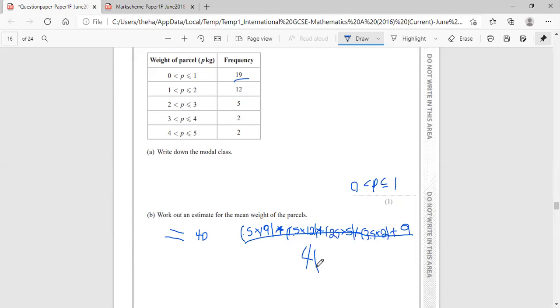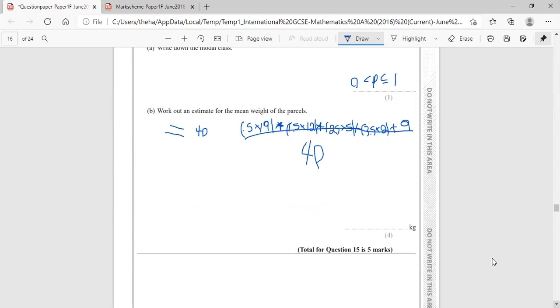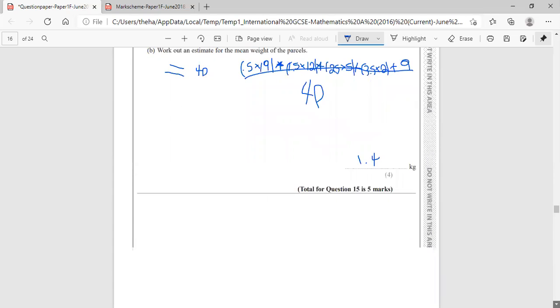And then our answer for this is 4 marks, so it's pretty essential if you want to get a good grade here. So if you put this all in your calculator, you'll get an answer of 1.4 kilograms. Okay, so let's move on. It's another 5 marks. So great, question 16a.